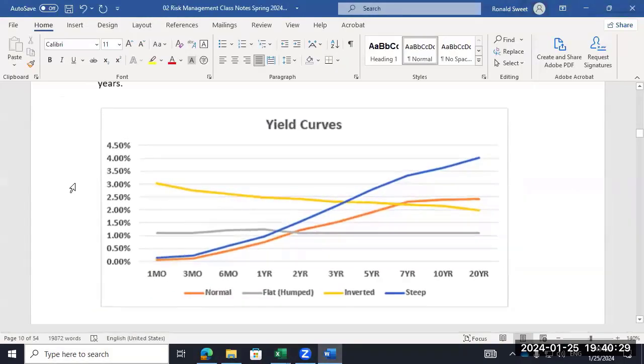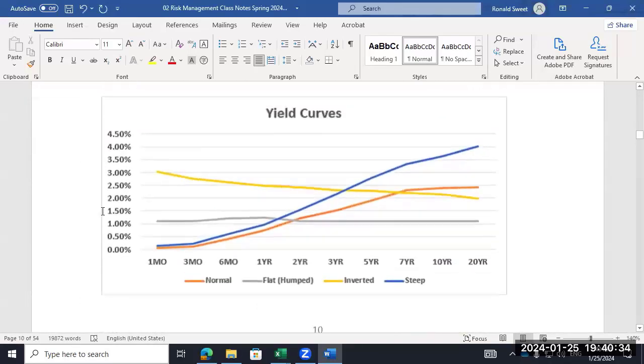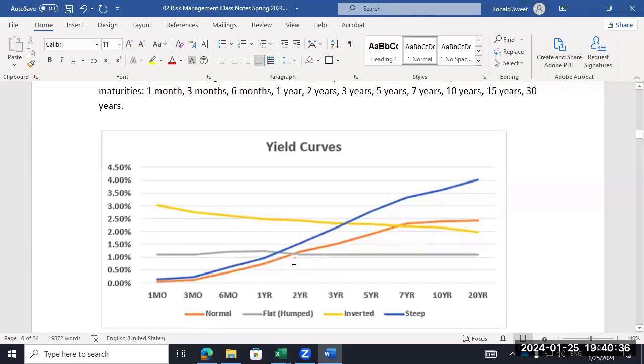So a normal yield curve is upward sloping. A flat yield curve is just flat. They're all about the same. And inverted is short rates are higher than long rates. And then steep is the same as normal, but just longer term rates are much, much higher. So you're in your macroeconomics class, you have to talk about each one of those.